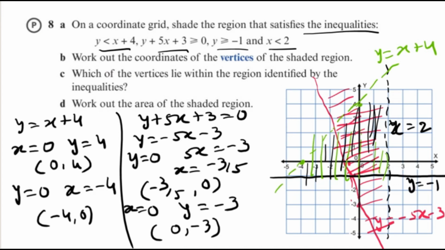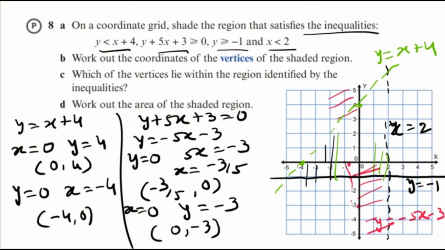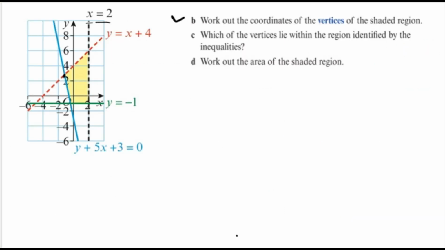So if you can see, now I am erasing everything and I am shading the region that we need exactly. For that, actually I can use this red color. Only this region satisfies our inequality. I will show you exactly how it looks. So this is how the shaded region looks. Now move to part B.